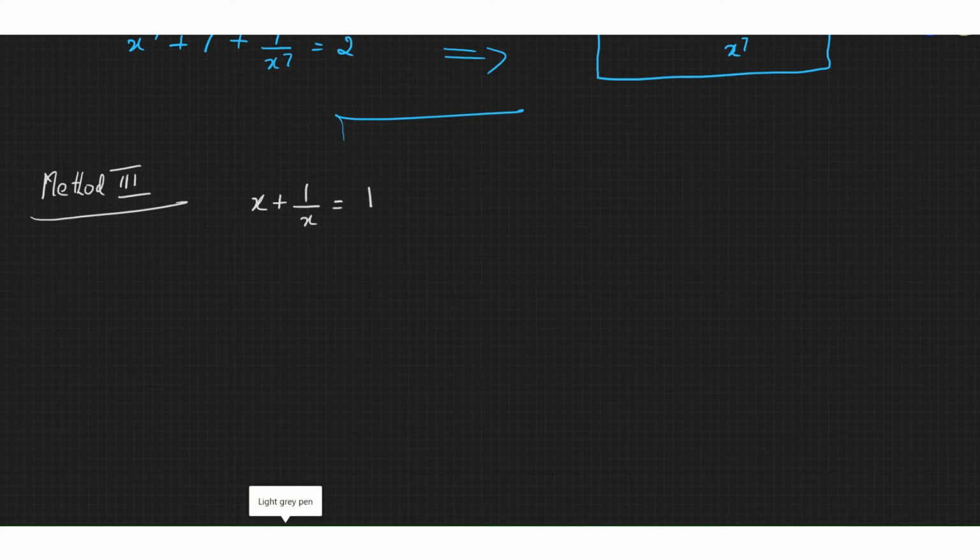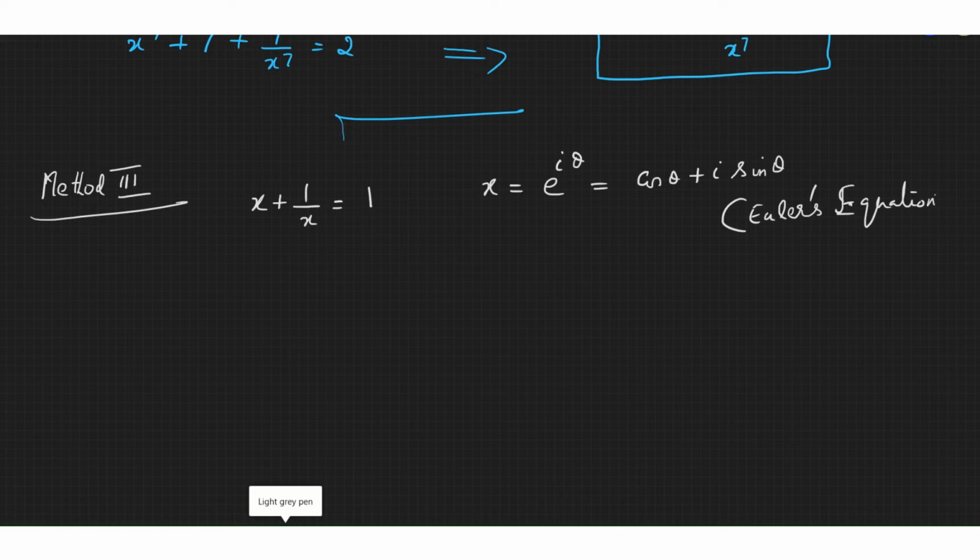I am going to take the given result x plus 1 by x equal to 1, by taking an assumption, my x to be a complex number e raised to i theta. e raised to i theta is the Euler's identity, which is cosine theta plus i sine theta. I can take this as the Euler's formula or Euler's equation. So x is cosine theta plus i sine theta.